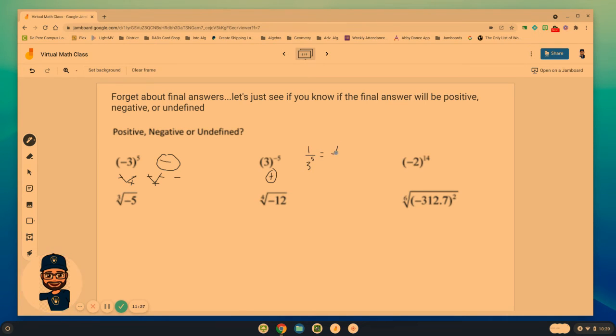1 over 3 to the fifth, right? 3 times 3 times 3 times 3 times 3. It doesn't even matter what the value is. But the idea here is the negative exponent turns it into a fraction. Okay, it doesn't make it negative, it just turns it into a fraction.